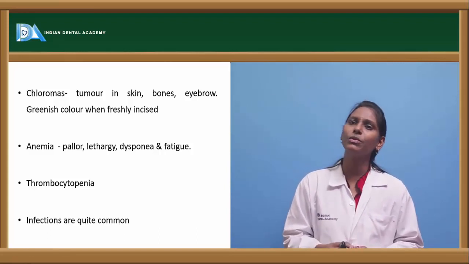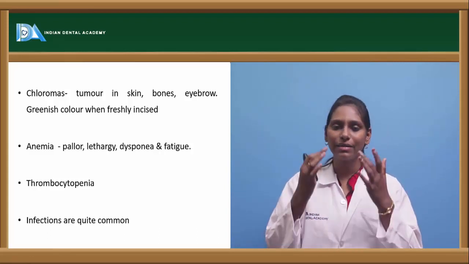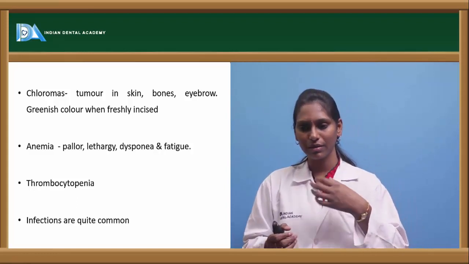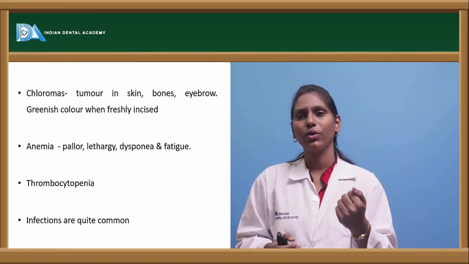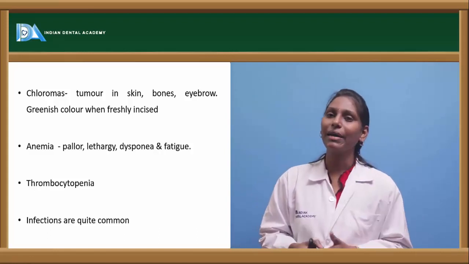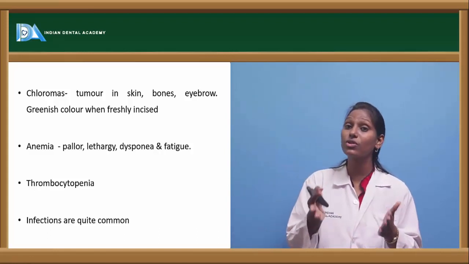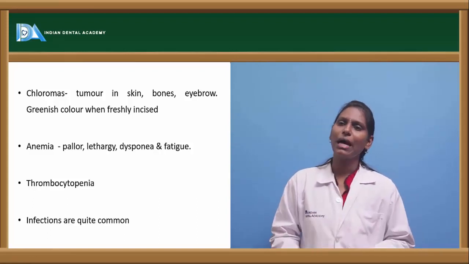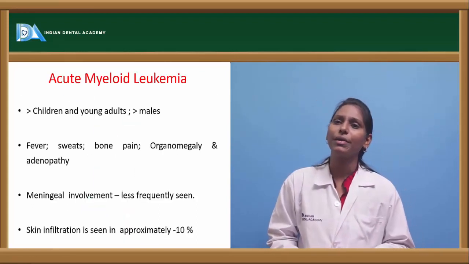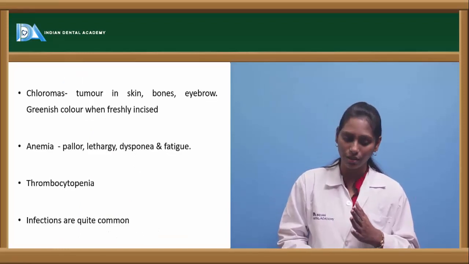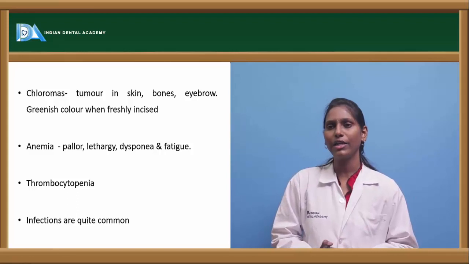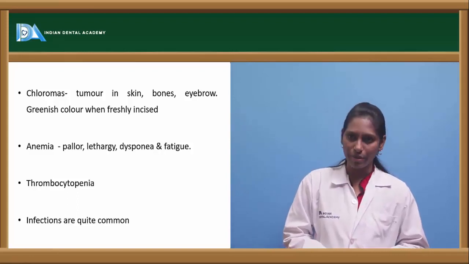These are nothing but tumors in the skin and bones. Leukemic chloromas are more commonly seen in the eyebrows. Okay, so this is one of the most common locations. And in acute myeloid leukemia, about 30% of cases usually will have blast cells, that's why myeloblast, and neutropenia is one of the most common features.